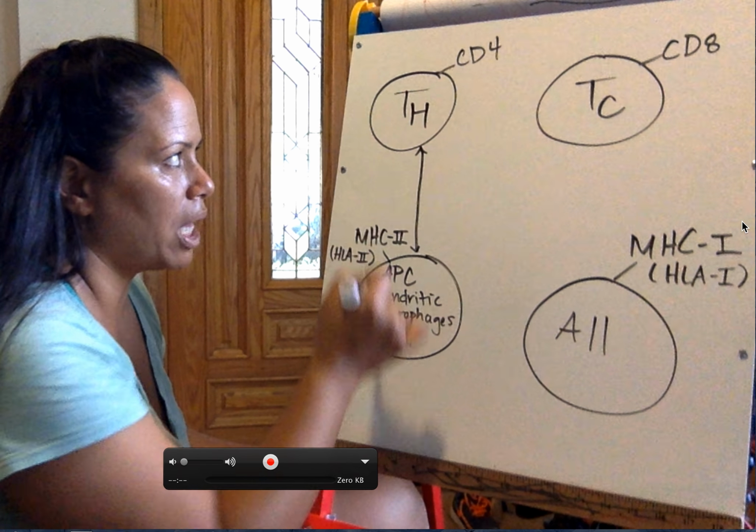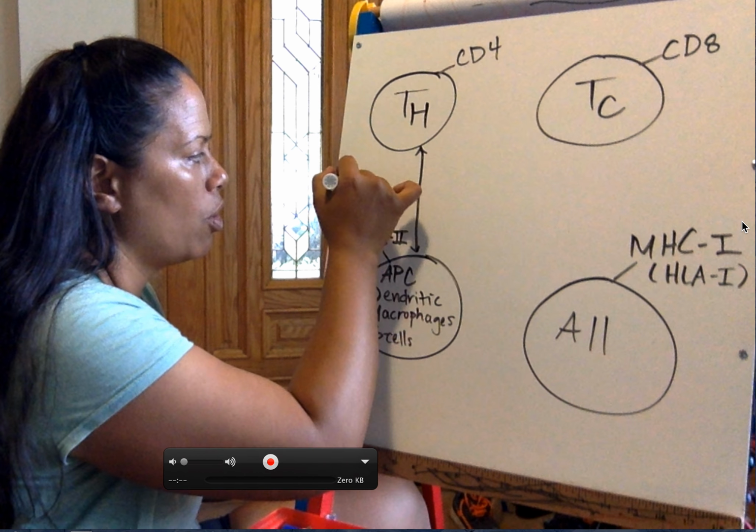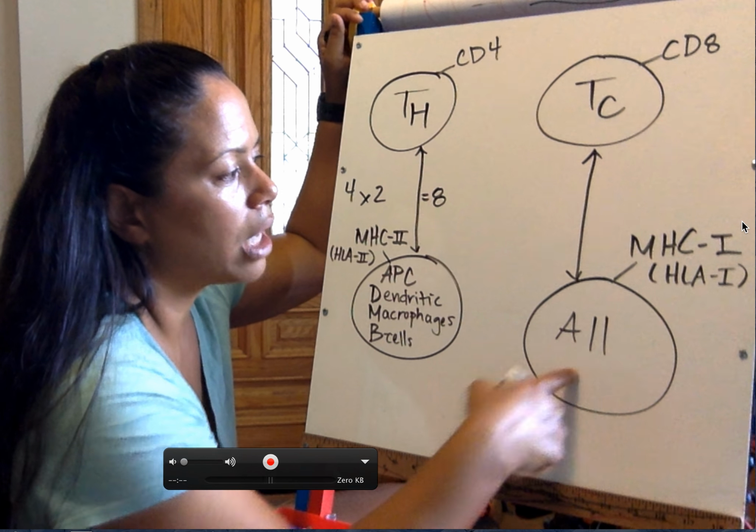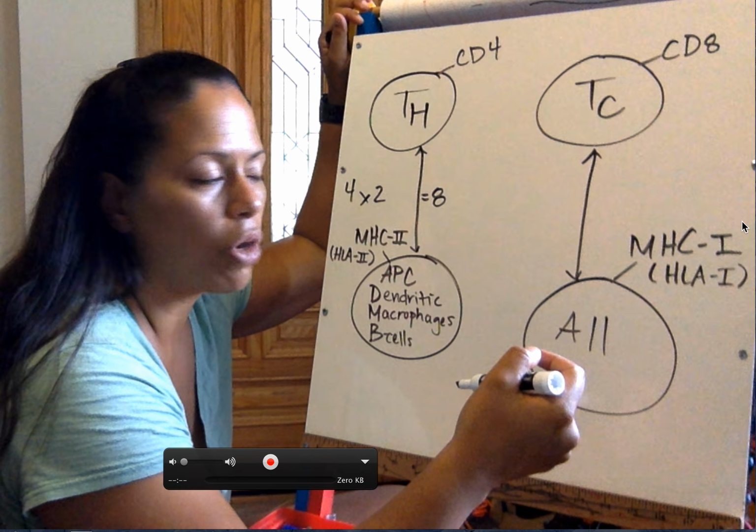Well, it's a simple math problem. 4 times 2 equals 8. So I know that they pair up. Any antigen presenting cells will get assistance and help from CD4 cells, otherwise known as T helper cells. Well, how does that relate then to CD8, which are also known as cytotoxic T cells, and all cells that have this MHC class 1 marker?